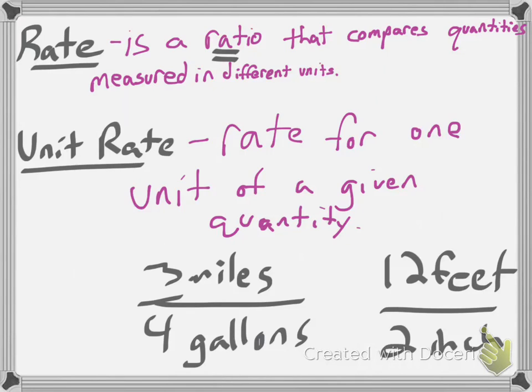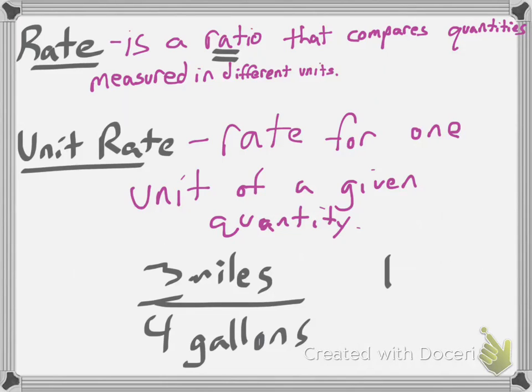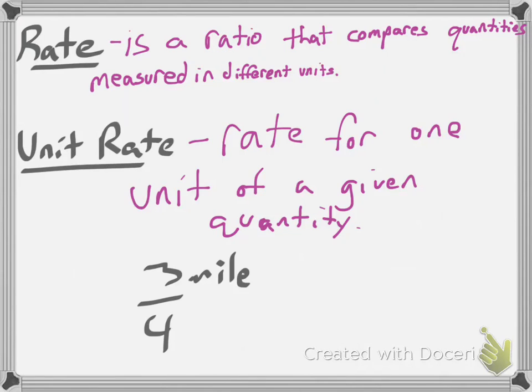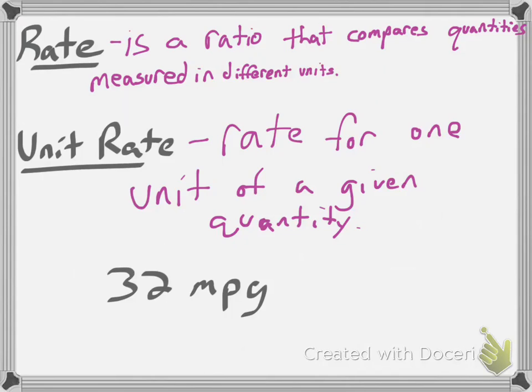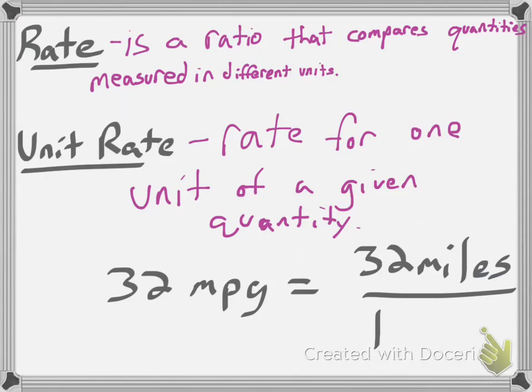So those are rates. Now, a unit rate is the same thing. It's just a rate that has 1 as one of the quantities. So like, cars nowadays say that you get 32 miles per gallon, or MPG. What that's really saying is 32 miles over 1 gallon. And that's what makes it a unit rate, because of the 1.